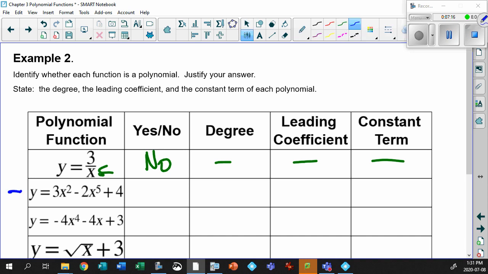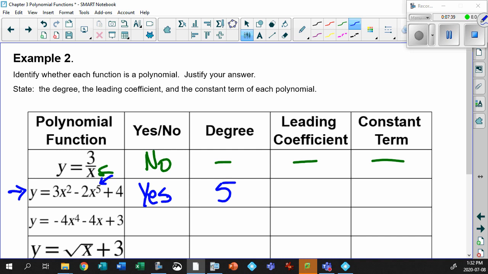Okay. Now, let's look at the next one. Is this one a polynomial? Well, yes, it is. It matches all the definitions of polynomials. Take a look at those powers. Every one of those powers happens to be a nice whole number. So this, in fact, is yes. Okay. Let's find the degree. Who's the biggest degree on this one? Well, that's got to be 5. So that's got to be a degree of 5.